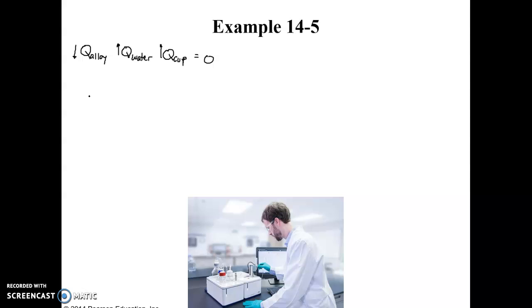So the equation for Q, or heat, is mc delta T. So we've got mc delta T for the alloy plus mc delta T for the water plus mc delta T for the cup. If we add that all together, it's going to equal 0.